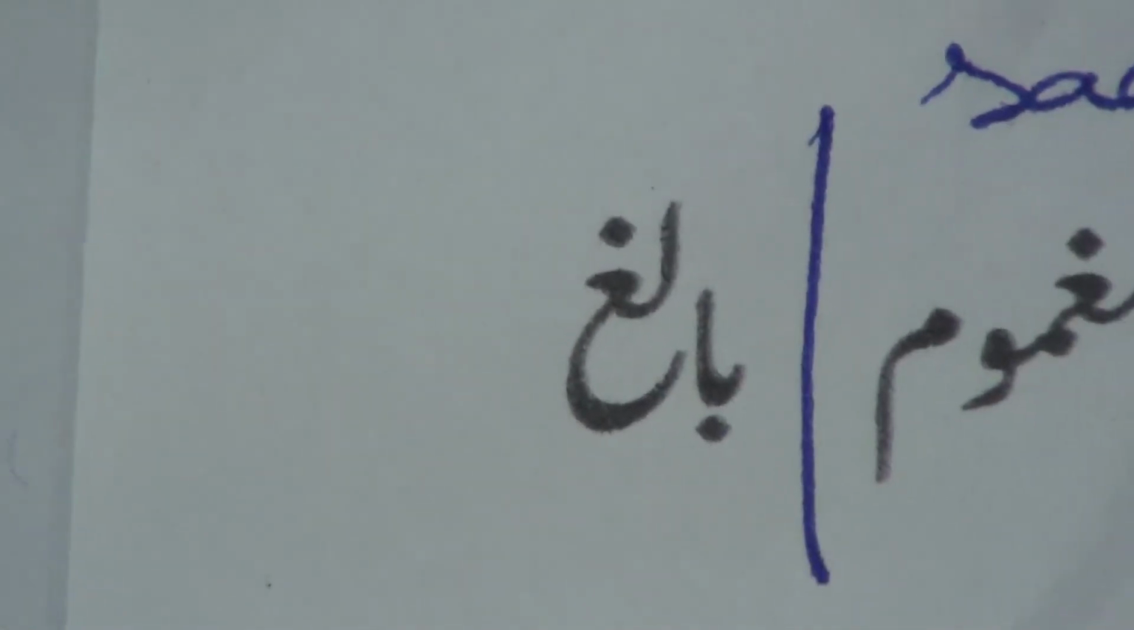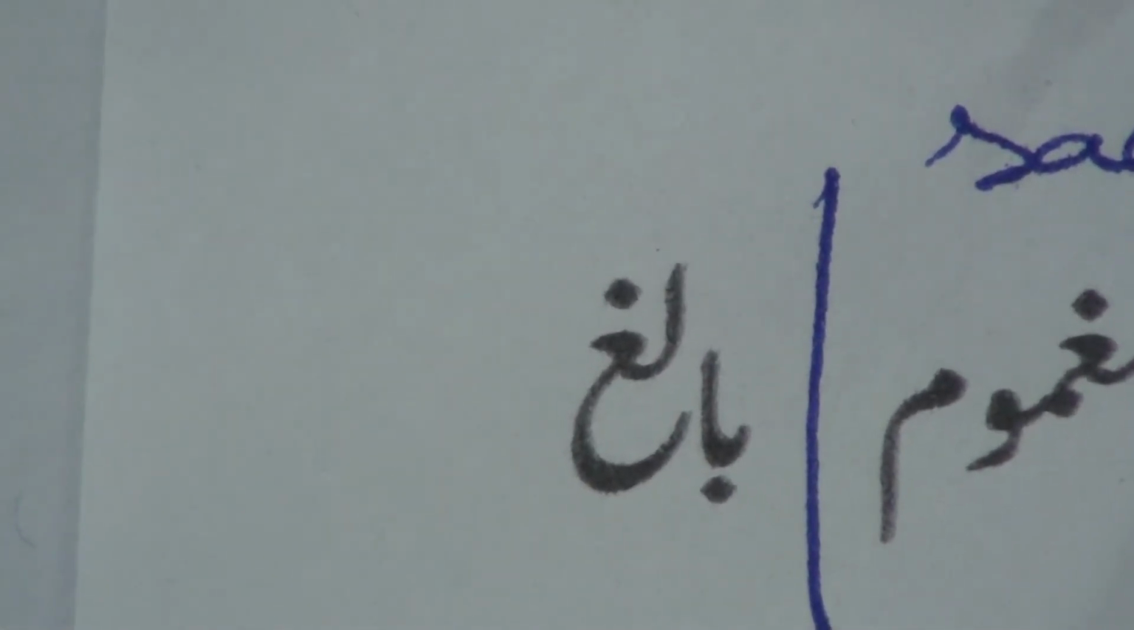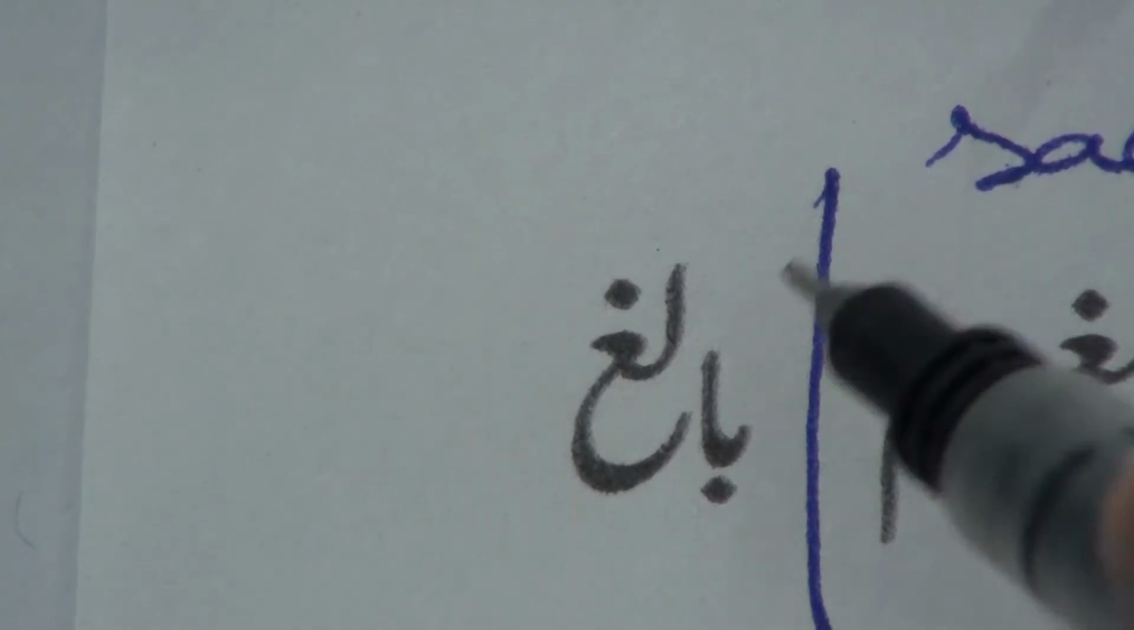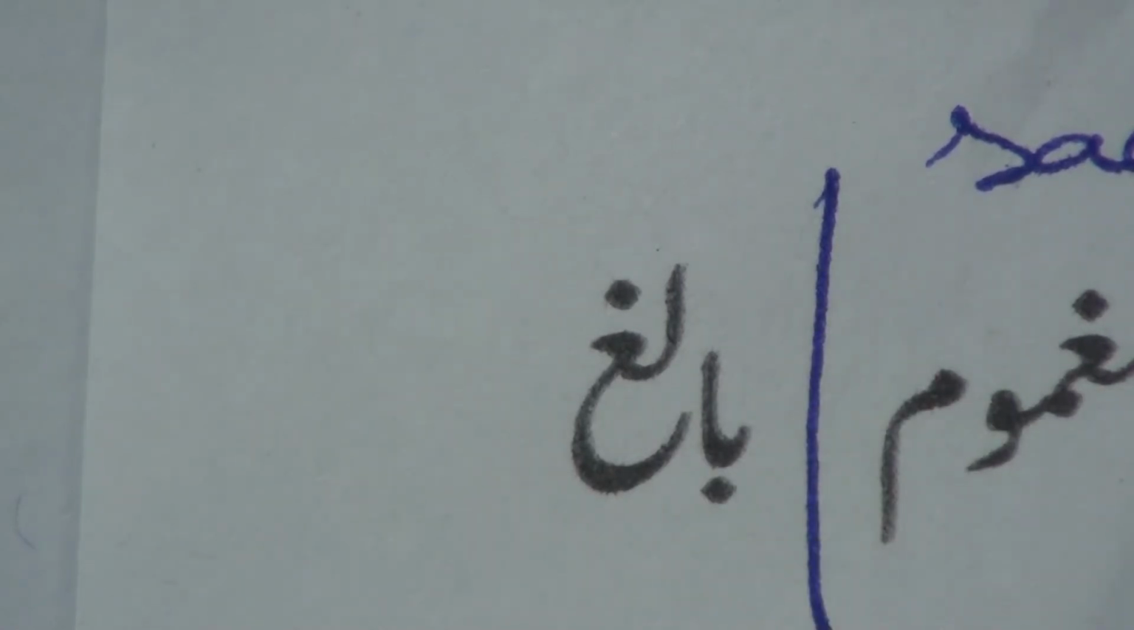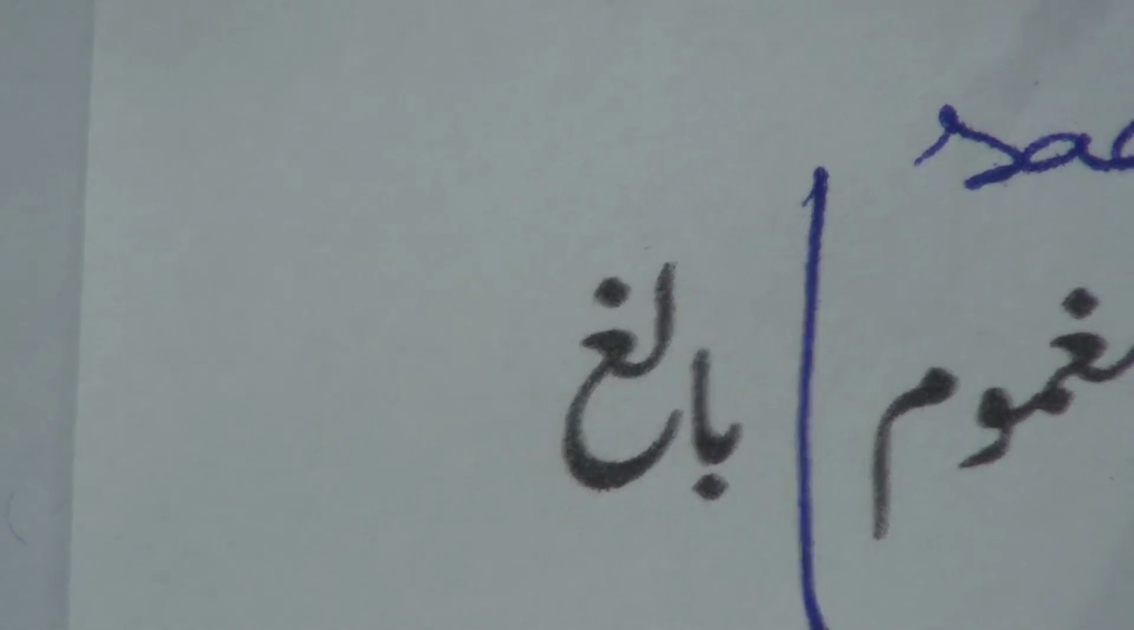And in this word, Ghain is at the end. Baligh. Be, alif, lam, ghain. Baligh means adult. And after Ghain, this letter is Fe.